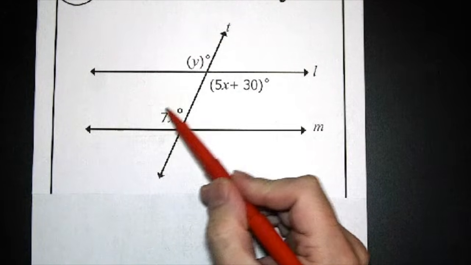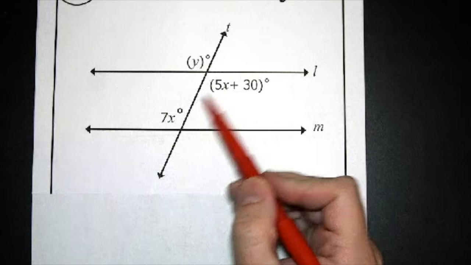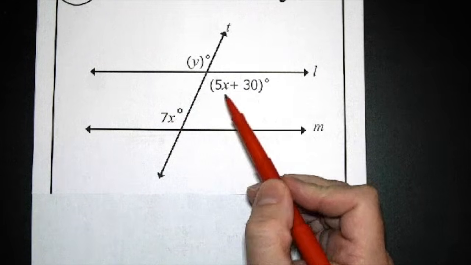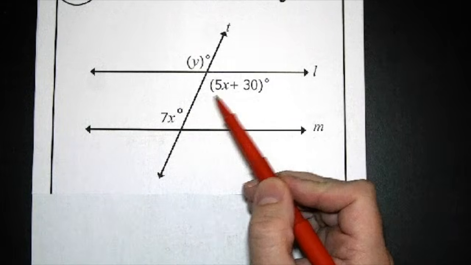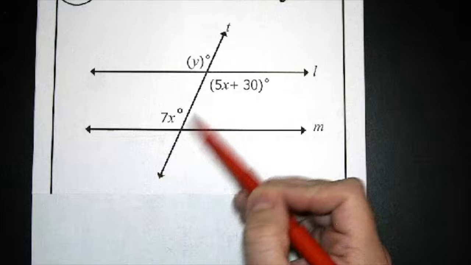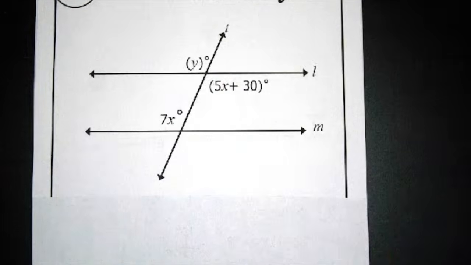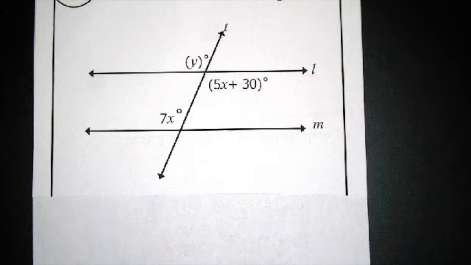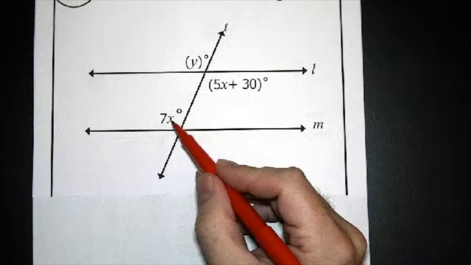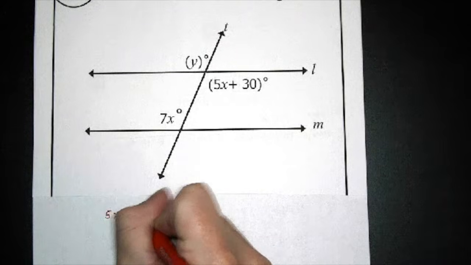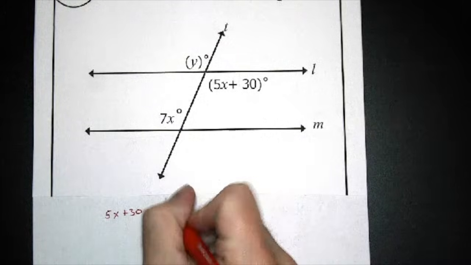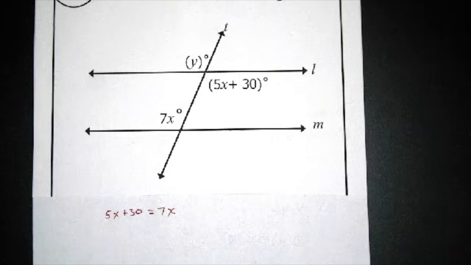So the angle relationship that we are going to use here is alternate interior angles, because both angles are inside the parallel lines and they're on the opposite sides of the transversal. So we know that alternate interior angles are congruent, so I'm going to set these two angles equal to each other. So I'm going to say 5x plus 30 is equal to 7x. Go ahead and put that in your calculators and do insolve.